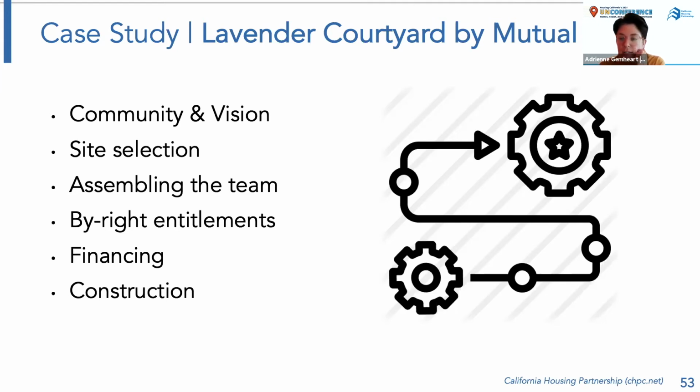So as I mentioned, prior to working with the California Housing Partnership, I was a project manager with Mutual Housing California. And I had the opportunity to work on a really awesome project called Lavender Courtyard by Mutual Housing that we'll just talk about a little bit today. So it'll tie back to many of the concepts we've already discussed, such as the community and a vision for the project, site selection, assembling a team, by right entitlements, financing, and then finally, construction.